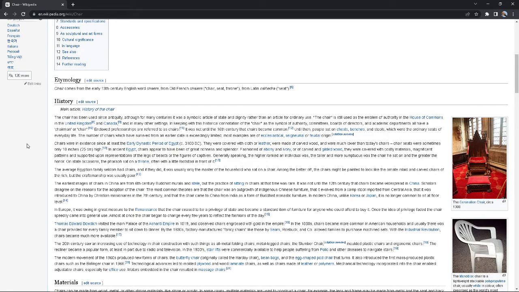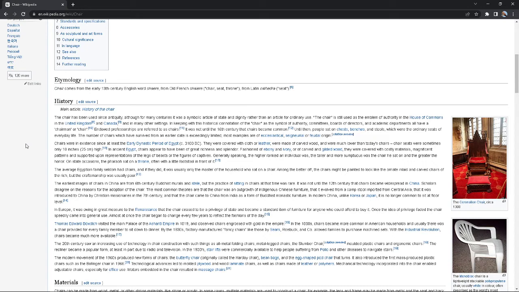The chair has been used since antiquity, although for many centuries it was a symbolic article of state and dignity rather than an article for ordinary use. The chair is still used as an emblem of authority in the House of Commons in the United Kingdom and Canada, and in many other settings. In keeping with this historical connotation of the chair as the symbol of authority, committees, boards of directors, and academic departments all have a chairman or chair. Endowed professorships are referred to as chairs.